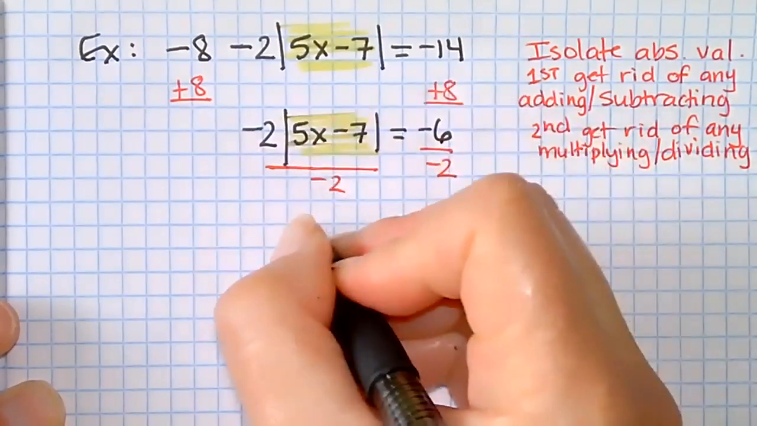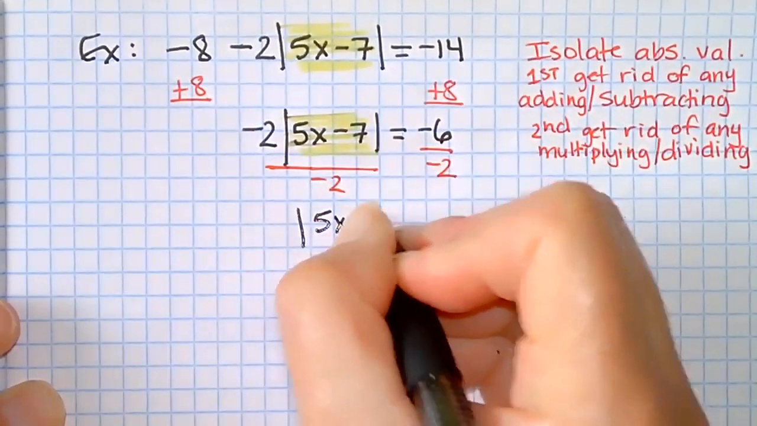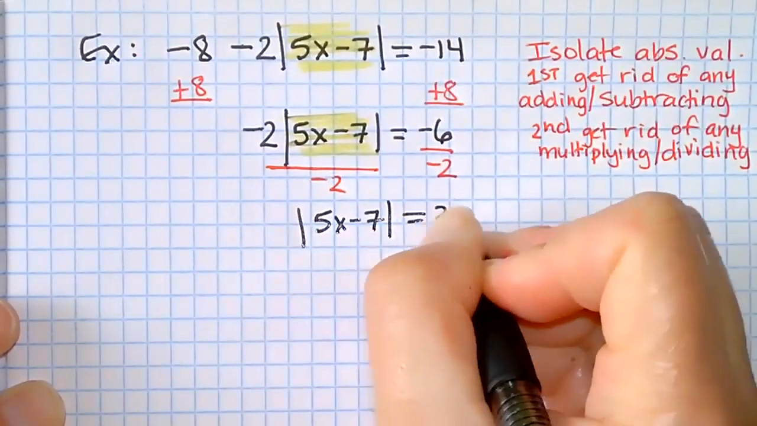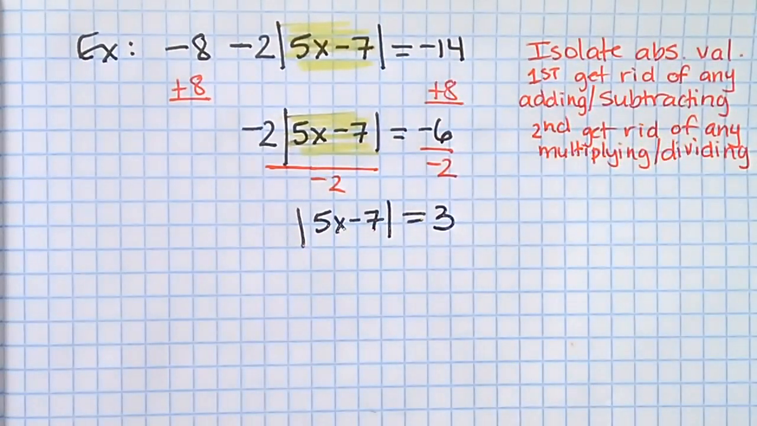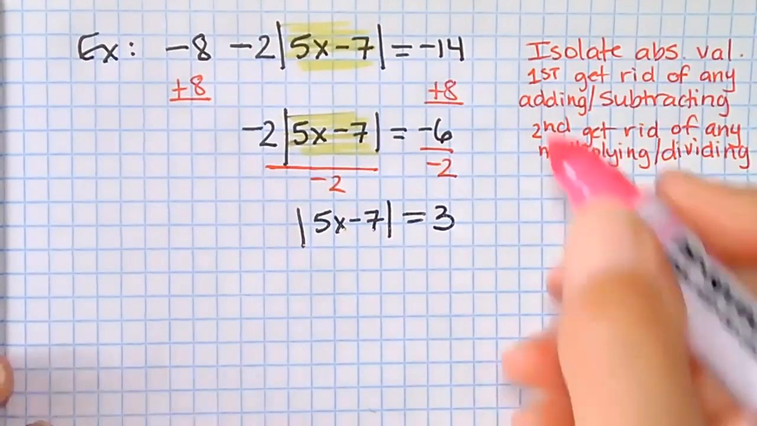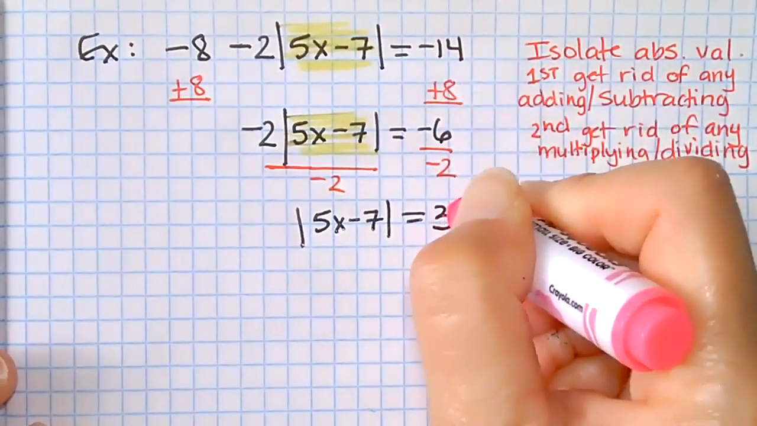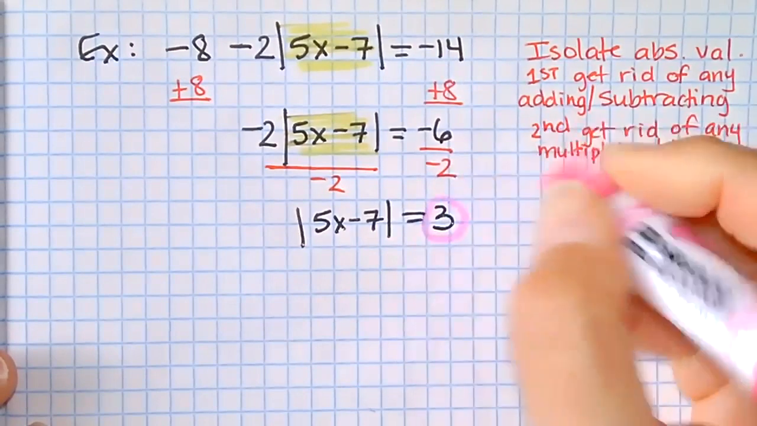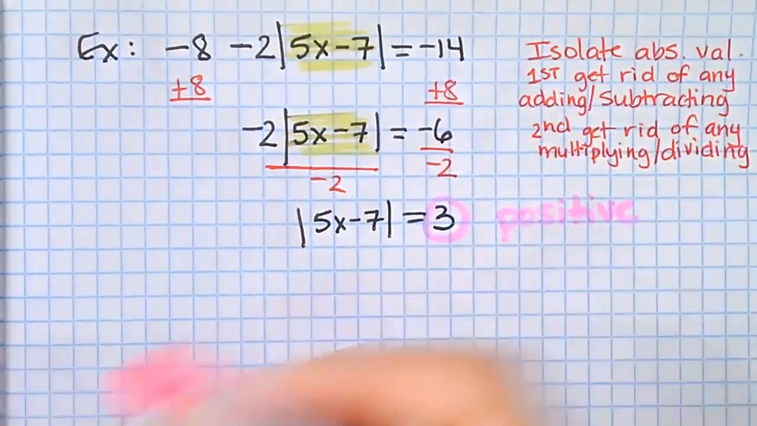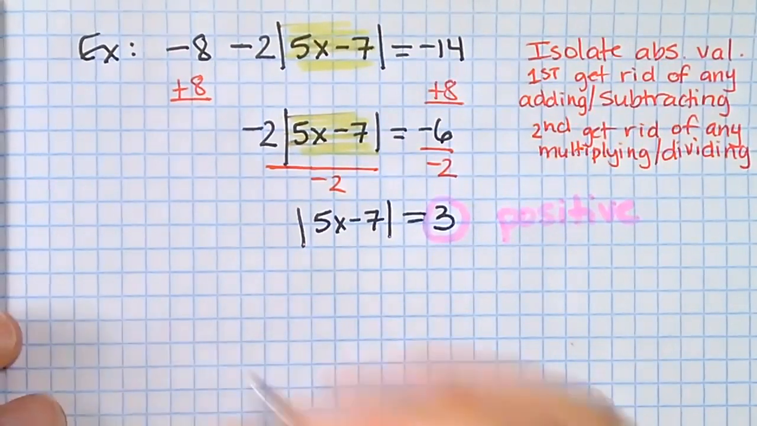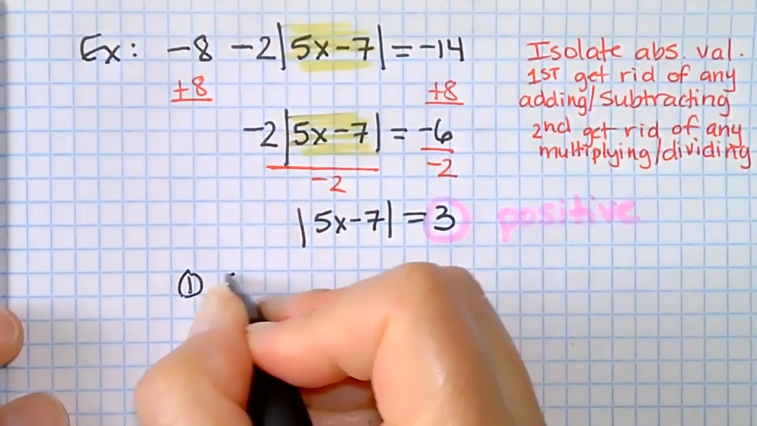Okay, so now I'm going to get the absolute value of 5x minus 7 is equal to 3. So now it's isolated. Now I can check and see the sign. So again, at first glance, it looked like it was a negative here, but after I cleaned it up, I end up with a positive. So now this is like those first problems that I was doing. I'm going to write my two equations.